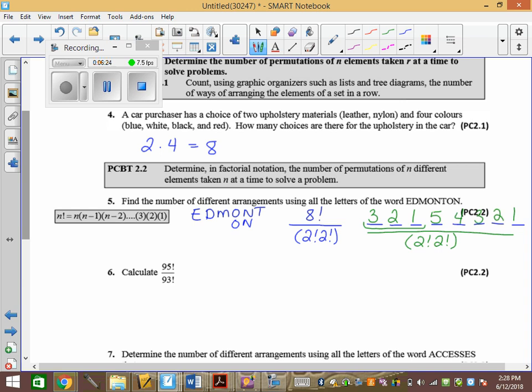However, if I said start with vowels, this would be the answer. But I said the vowels have to be together. So there's actually 6 more places I can move them. 1 here, 2, 3, 4, 5, 6. So I'm actually getting 3 factorial, 6 factorial over 2 factorial, 2 factorial. I get people who do this correct, and then they get the answer wrong. Not a chance.